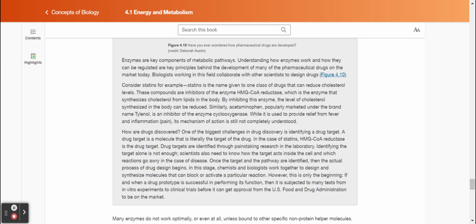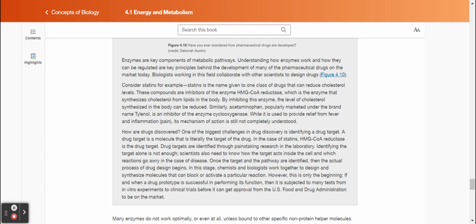Similarly, acetaminophen, popularly marketed under the brand name Tylenol, is an inhibitor of the enzyme cyclooxygenase. While it is used to provide relief from fever, inflammation, and pain, its mechanism of action is still not completely understood. How are drugs discovered?